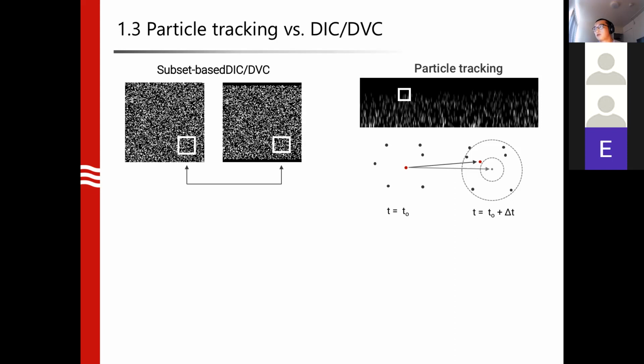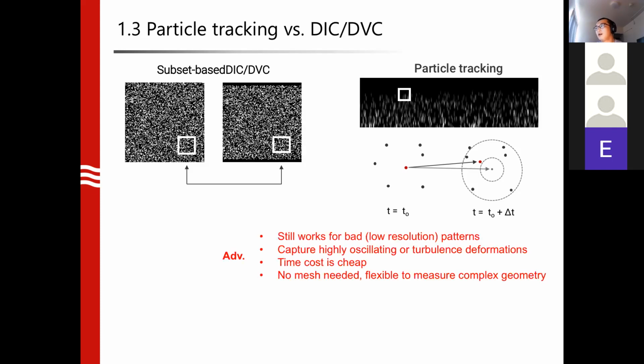So how does particle tracking compare with DIC and DVC? When should we choose particle tracking? The advantage of particle tracking is, if you remember yesterday for the subset, there is a size limit for the selection of the subset size. The subset size cannot be too small. And sometimes if you have volumetric images, the number of these stacks cannot be too small, because then you cannot define a window there. But for particle tracking, there's no such geometry limit. You can always track single particles. So it still works for some low resolution or bad particle patterns.